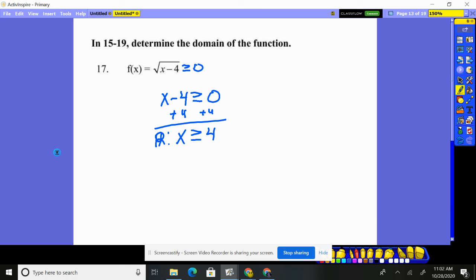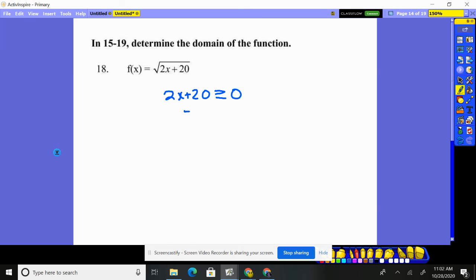Right? And what's the final one? That's another square root. So that 2x plus 20, we need that guy to stay bigger than or equal to 0. I solve by subtracting 20. 2x has to stay bigger than or equal to negative 20. Divide by 2, divide by 2. x has to stay bigger than or equal to negative 10.